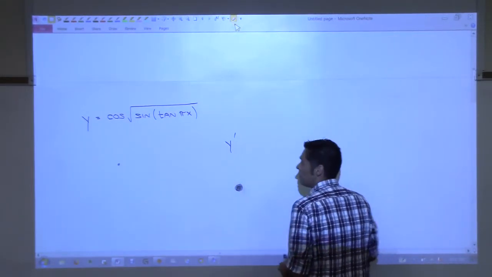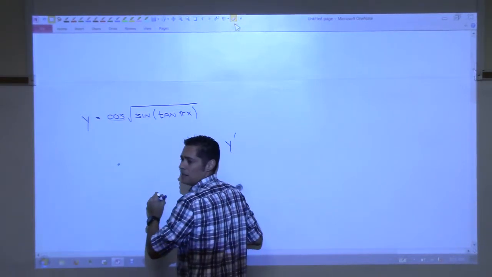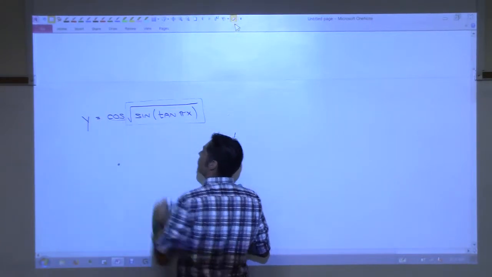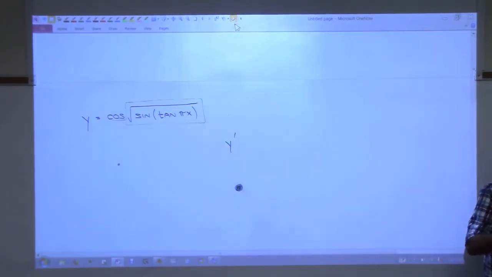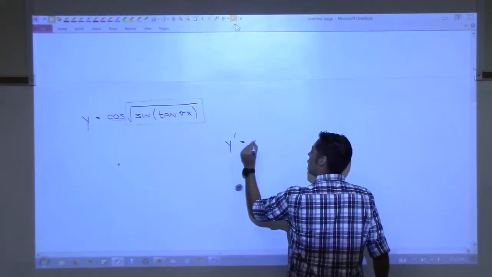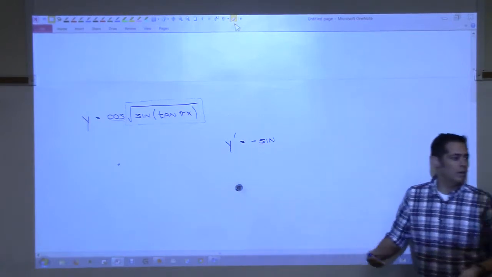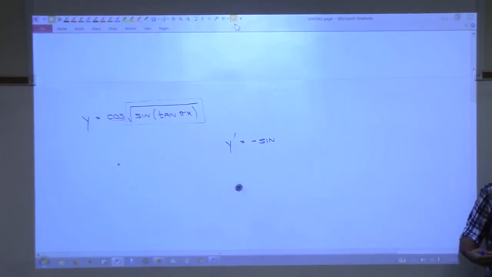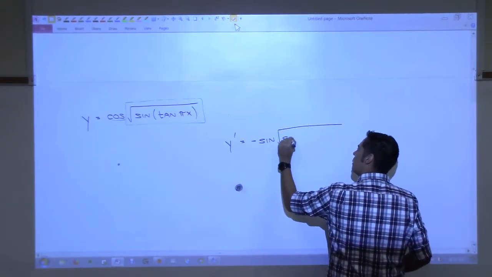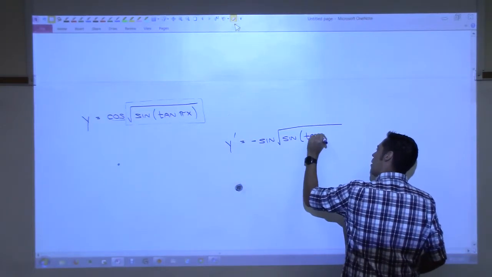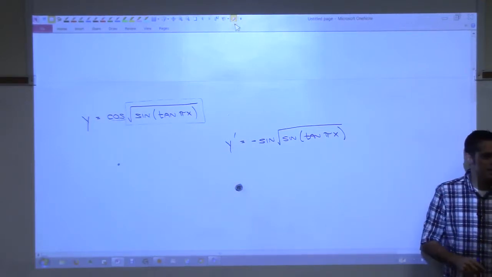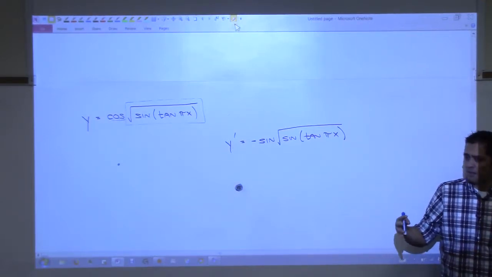The outer function is cosine, right? And it's cosine of everything we see here. So what is the derivative of cosine of something? Negative sine of it, right? So I'm going to put negative sine of what, though? Of everything that I put in that blue box. It's the entire square root of sine of tangent of pi x. Okay. That is the derivative of the outer cosine function.